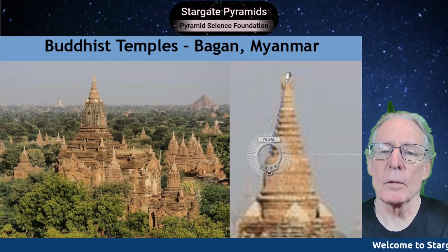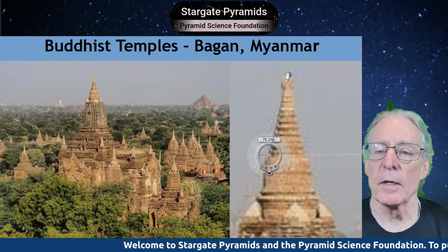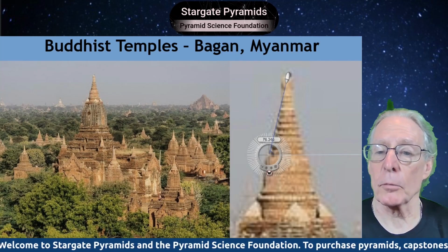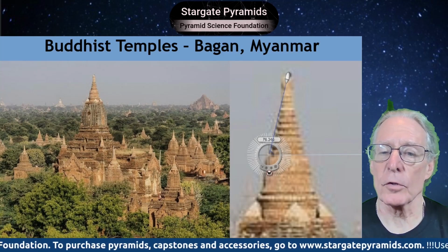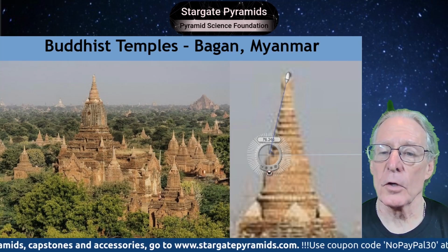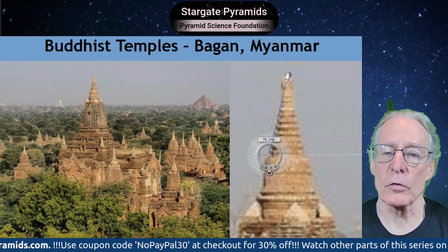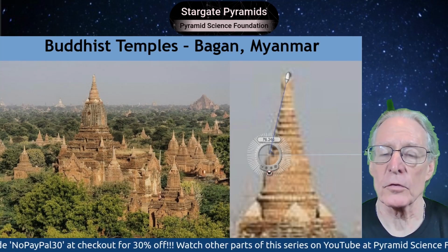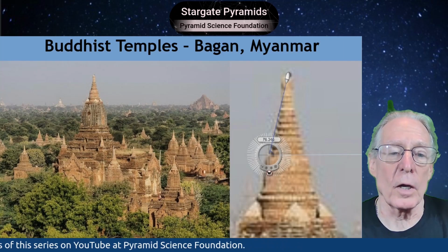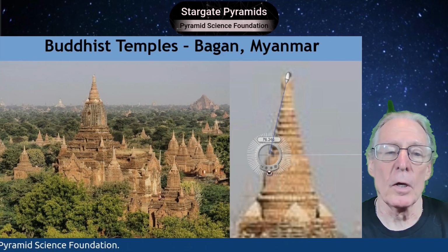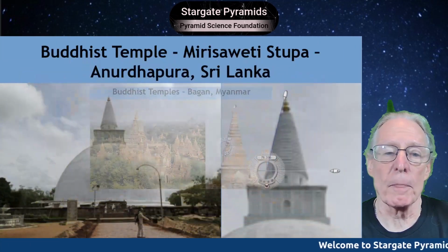Here are some Buddhist temples in Myanmar. This particular city is called Bagan. Up until recently, it was called Pagan, and it was actually the origin of the term pagan, which of course we know to be non-Christian or non-religious. But you can see that there are temples everywhere, so this must have been a highly evolved civilization and a highly spiritual one as well. And you can see that this main temple seems to be using that 76-345 geometry as well.